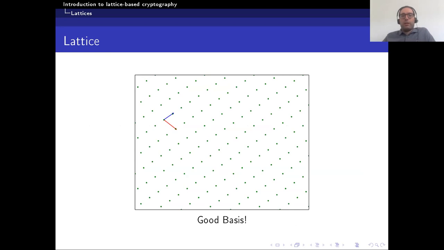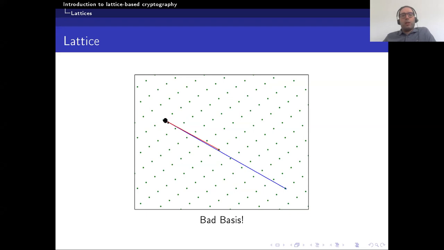For example, this will be an easy problem when the angle between the bases is almost 90 degrees. You can easily find the nearest point of the lattice. While when you change the bases to these bases, it will be a hard problem and it will be a bad basis.